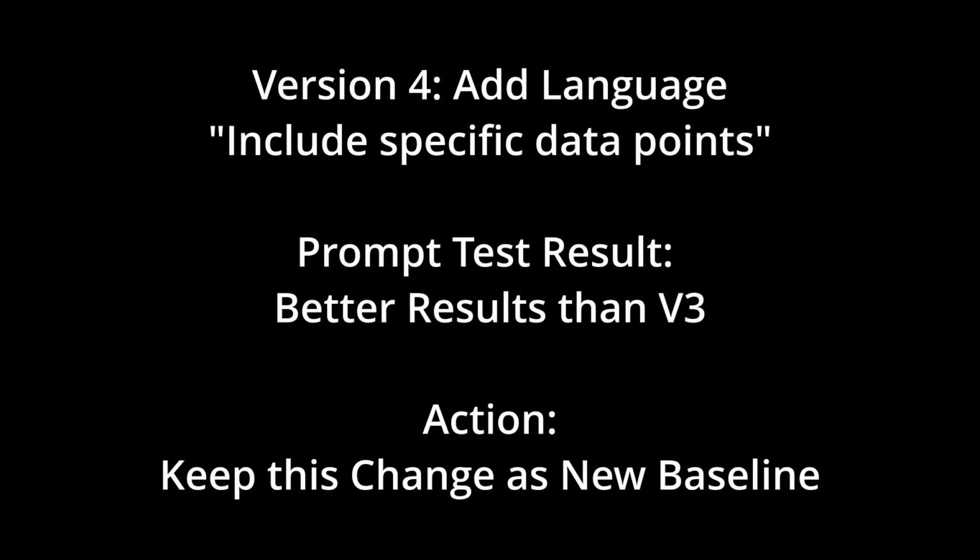So our action then is that we keep this change. This is now our new baseline. And in version 4, we could add "include specific data points." And the test result is that it's even better. Our action is then that we're going to keep this change as well. Notice that we went back to version 1 before trying version 3. We didn't just keep stacking changes on top of each other.